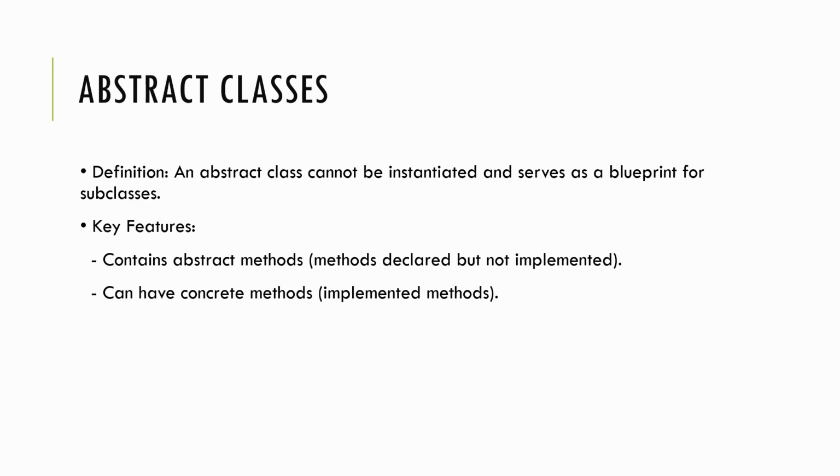Now let's talk about abstract classes. An abstract class is a blueprint for other classes. It cannot be instantiated directly. Instead, it contains abstract methods that are declared but not implemented. These methods must be implemented by any subclass that inherits from the abstract class. However, an abstract class can also have concrete methods which are fully implemented.